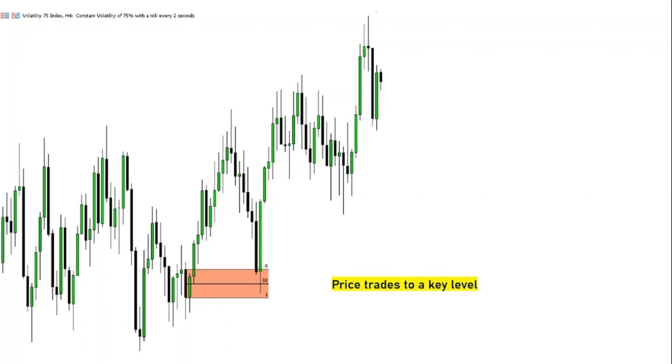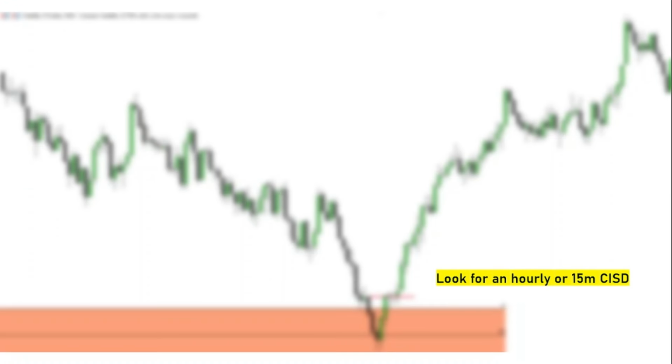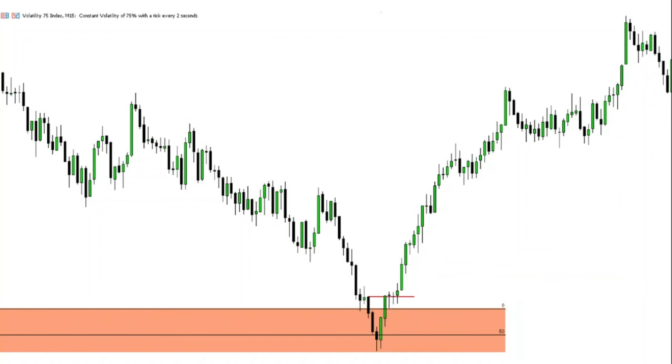So basically, the first step always is looking at price trading to a key level. So we have a key level that we're interested in seeing a reversal occur at. Then, when price reaches that key level, you look for an hourly or a 15-minute change in state of delivery. In this particular case, we had a 15-minute change in state of delivery, and once we close above the opening price of that series of down close candlesticks, then we have a confirmation of a reversal. We can start to be bullish.